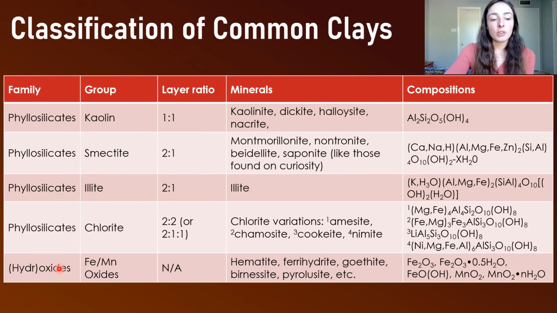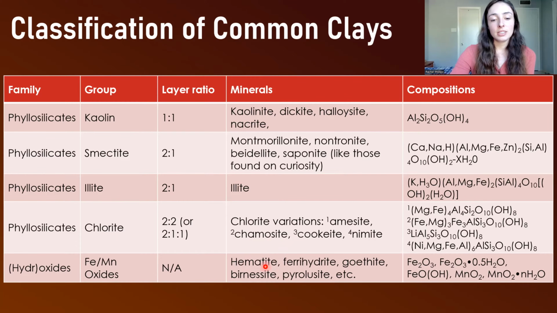And lastly, we have oxides and hydroxides, including the iron and manganese oxides we talked about in the last few slides. Again, these are not phyllosilicates. They are sometimes phyllo or layered, but they're not silicates. They are oxides in terms of composition. So they don't have a layer ratio classification because they don't have silica tetrahedra layers. They only have their manganese oxide octahedral layers as well as iron octahedral layers. And sometimes they're not even layered. Sometimes they're blocky or tunnely or whatever.